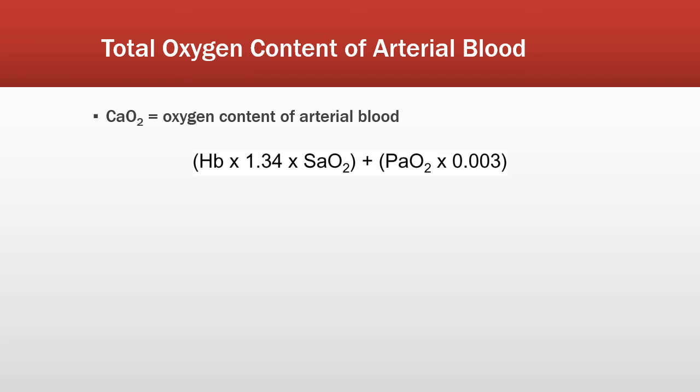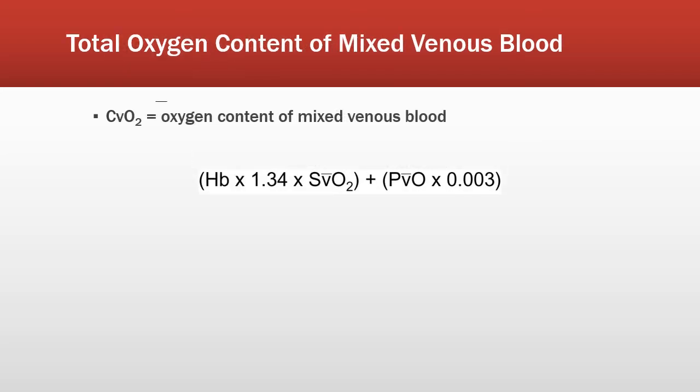Let's look at mixed venous values. To calculate the content of mixed venous blood, we still use hemoglobin, we still use the same factor, but we're going to use the saturation of the mixed venous blood. So hemoglobin times 1.34 times SvO2 plus the PvO2, instead of the PaO2, times 0.003, the same factor.